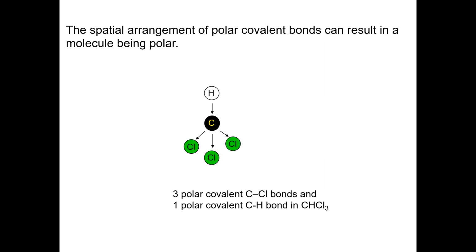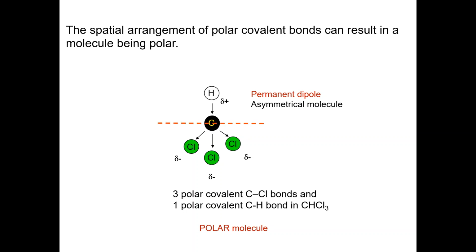To recap, the spatial arrangement of polar covalent bonds can result in a molecule being polar. Taking this molecule as an example, the chlorines will give a negative charge at the lower end of the molecule, and the hydrogen will have a partial positive charge at the top of this non-symmetrical molecule. So we have a permanent dipole with a positive end and a negative end, and this is because the molecule is not symmetric. You can see that if we draw a line through it, one side is different from the other. We have a positive charge at this end and a negative charge at this end.